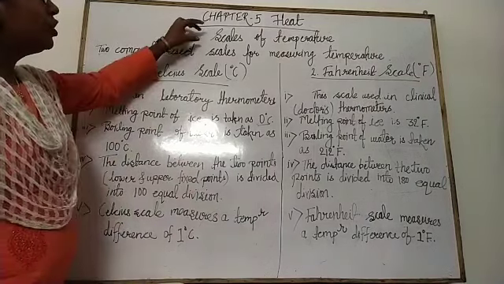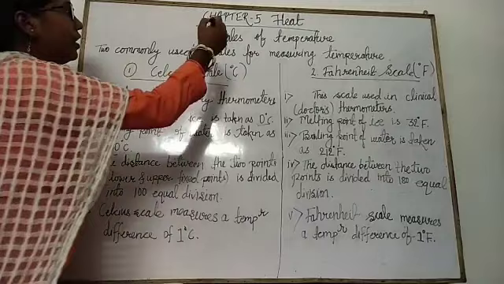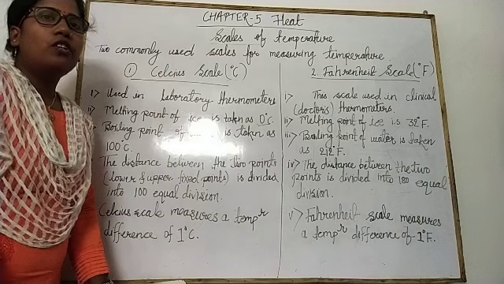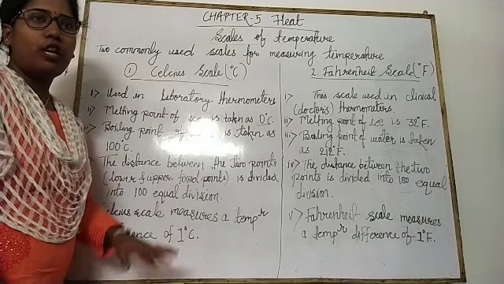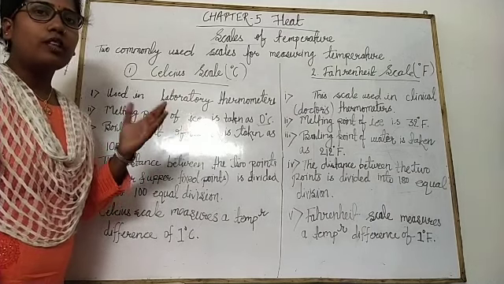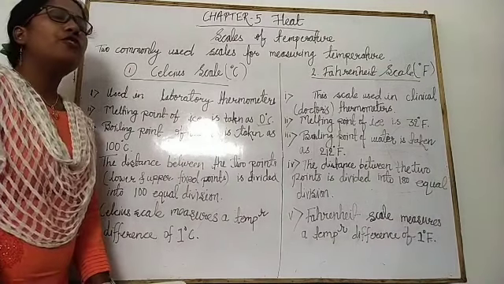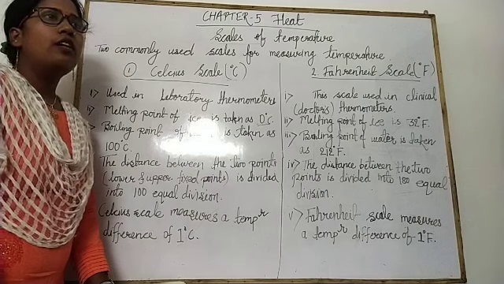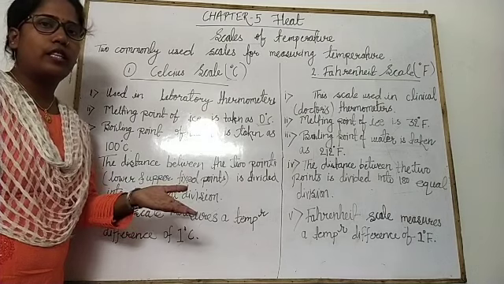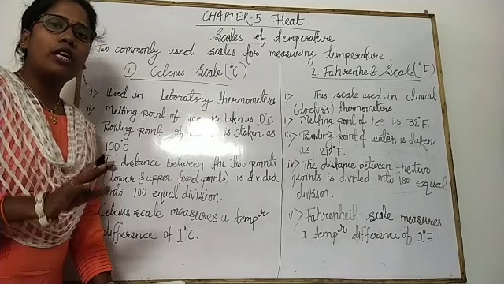So today I am continuing with Chapter 5, Heat, and the topic is scales of temperature. In the last video I taught you about the thermometer, two types of thermometer: one is the clinical thermometer and the other is the laboratory thermometer. The laboratory thermometer we use in the lab for measuring the temperature of boiling point, melting point and freezing point, things like that. And the clinical thermometer we use to measure human body temperature.